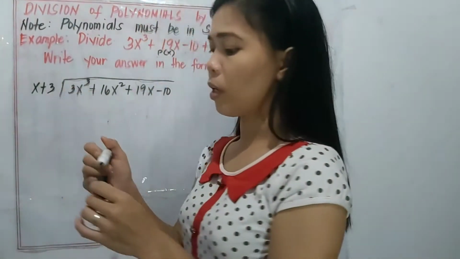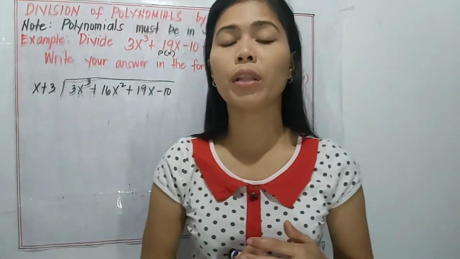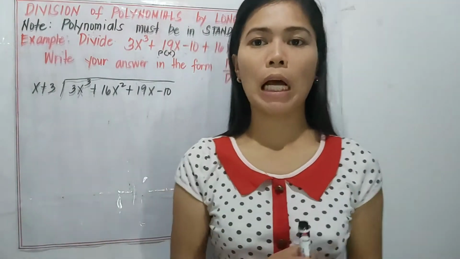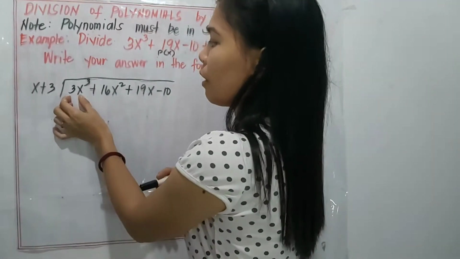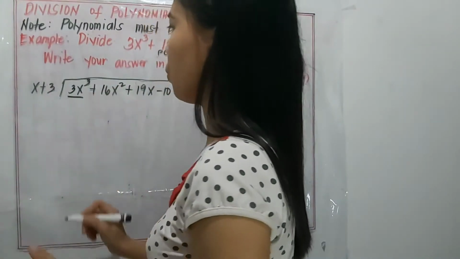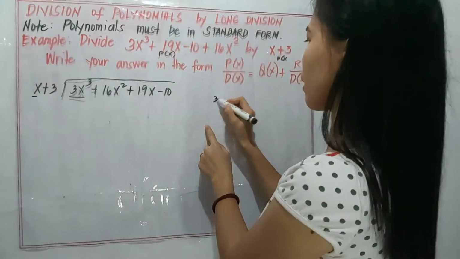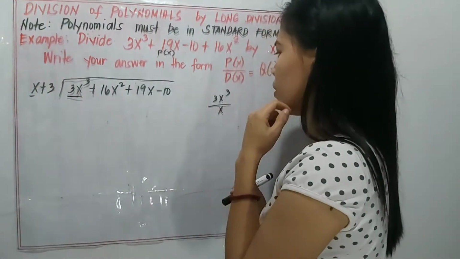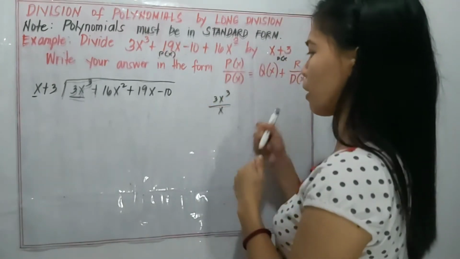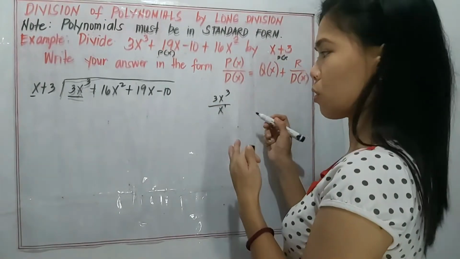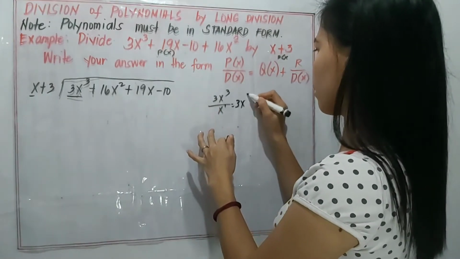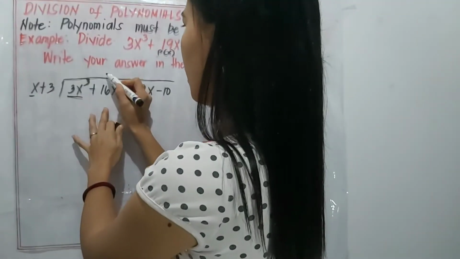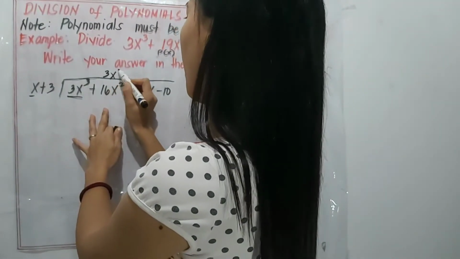Okay, division of polynomials using long division is the same as dividing whole numbers, wherein we divide, we multiply, and then we subtract. Let's do it this way. Let's have the first term, 3x cubed divided by x. You may use a scratch paper if you are confused about this division. So 3x cubed over x is actually 3 minus 1, that's 2. So 3x squared. We are going to write it here, katapat ng 16x squared, kasi yun yung kapareho niya ng exponent.